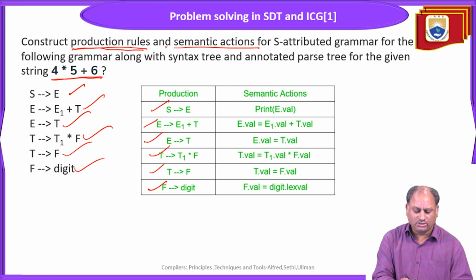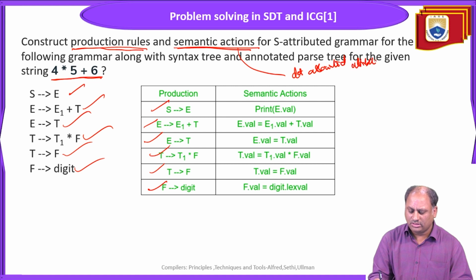So here, construct production rules and semantic actions. What are semantic actions? Semantic actions are nothing but the dot-associated attribute values. So what is the semantic action in this case? The final result is expression dot value, and that is to be printed. That is called the semantic action.